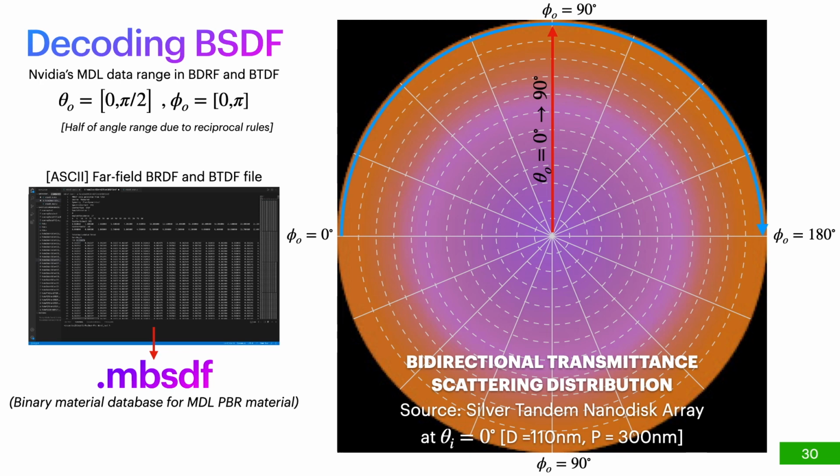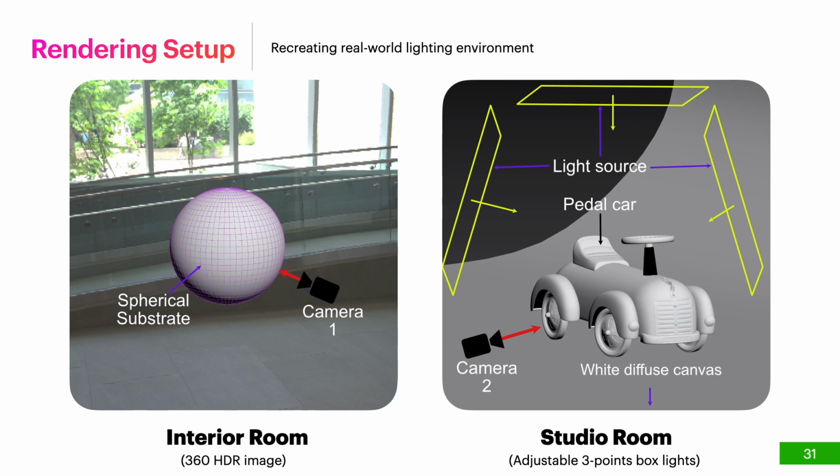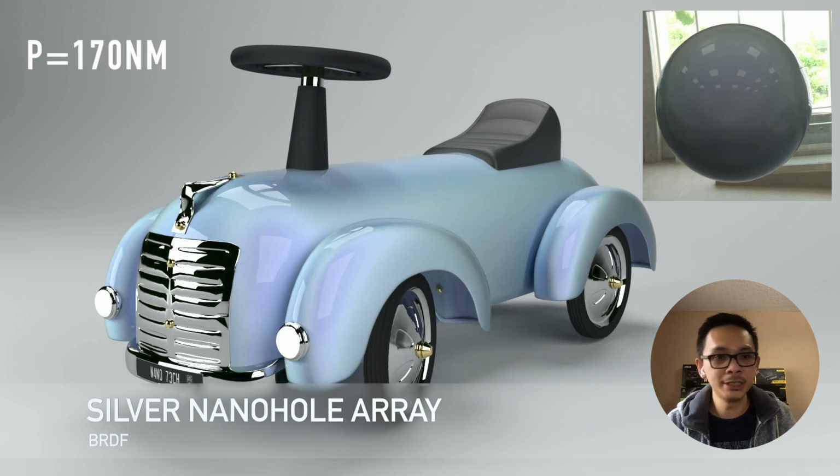Similarly, to create a real-world lighting setup, because we want to preview the structural colors from our multi-scale structures, we have two sets of lighting setup here: the interior room and the studio room. We have a similar lighting setup to what we used before, but the only difference is that we use a spherical substrate and a petacar. The body of the petacar is going to be coated by the nanomaterial, the nano array.